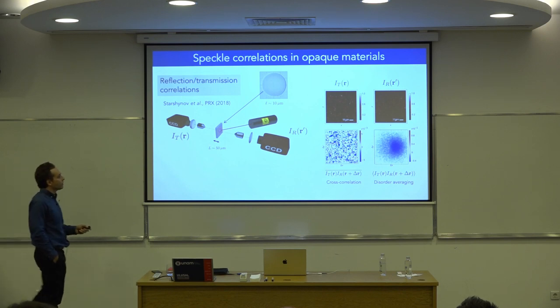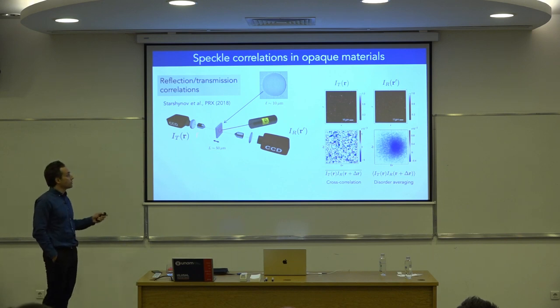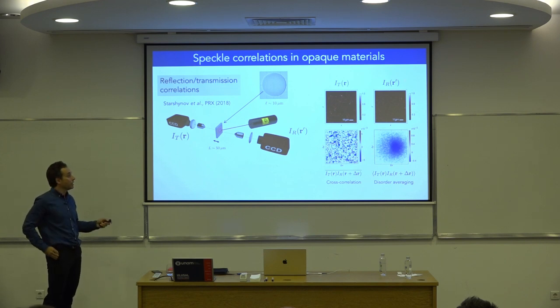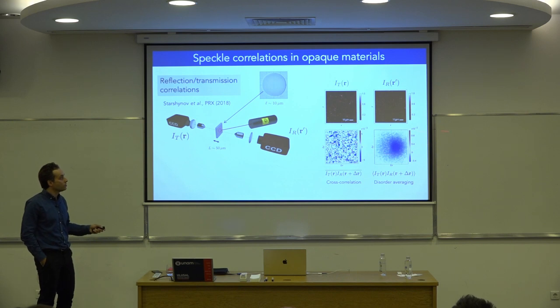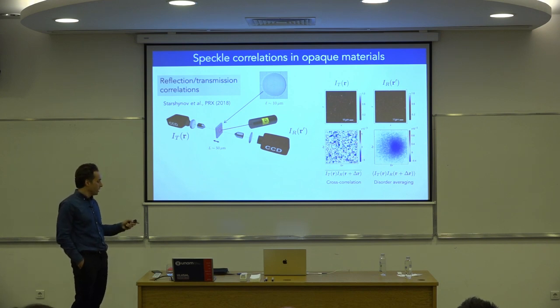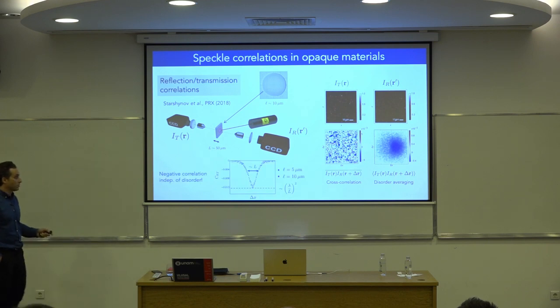But if you wait long enough, and in this case the system was moving, so you get some self-averaging because of the displacement of the particles, so this pattern changes, and you keep averaging over time. And suddenly what happens is that you see something, right? You see that these two pictures indeed are correlated, which corresponds to this blue area here. And if I take a cut of this correlation, I get something which is negative, right? It's blue, so it's negative.